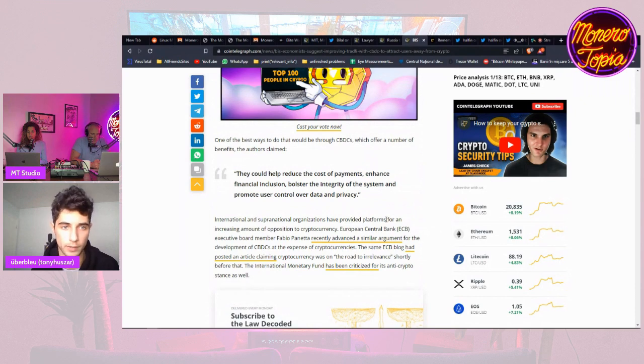There's a quote over here in this article by the author, and it says they could help reduce the cost of payments, enhance financial inclusion, bolster the integrity of the system, and promote user control over data and privacy. Which is not true, because I think her name is Christine Lagarde, the president of the European Central Bank, and she detailed in her paper that you're not going to have the full privacy that you will have in Monero. There's going to be some level of privacy, but not the one that, of course, we wish for. They can still turn the privacy switch on and off.